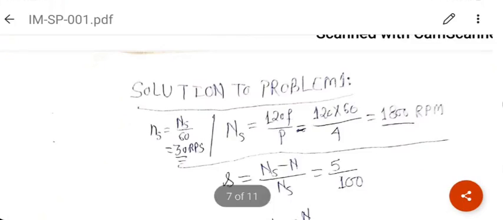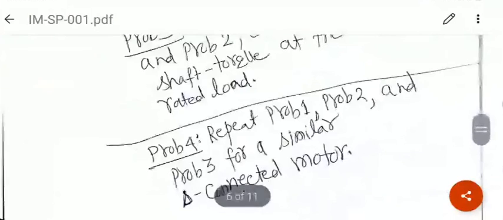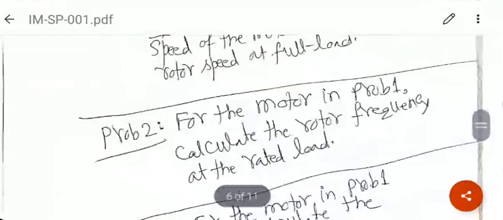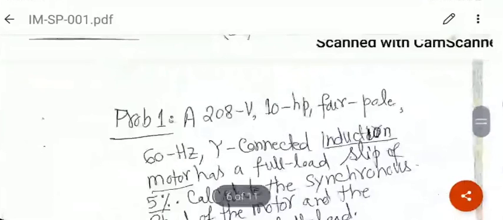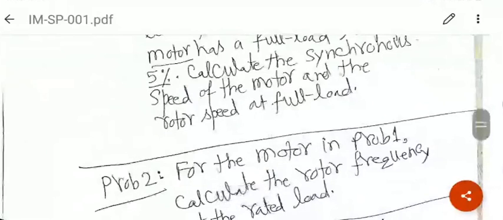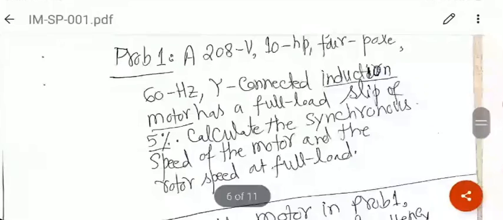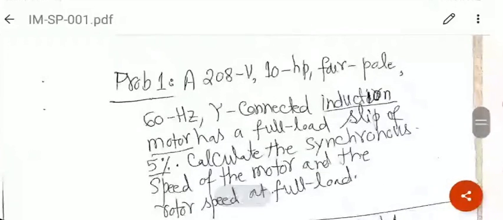NS is 120 F by P. You plug in the values, you get 1800 RPM. Slip is given as 5%. Use that to figure out N, which turns out to be 1710 RPM. Okay. This problem is simple enough. Problem 2 says, for the motor in problem 1, calculate the rotor frequency, which is also simple. S multiplied by F1. F1 is 60 Hertz, S is 0.05. So multiply the two to get the result.